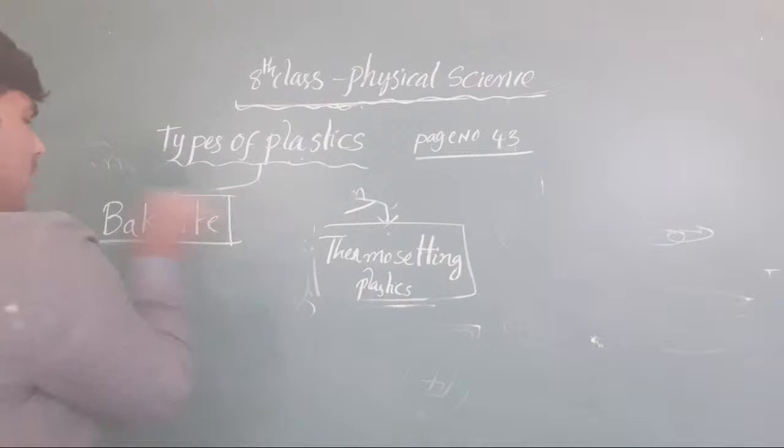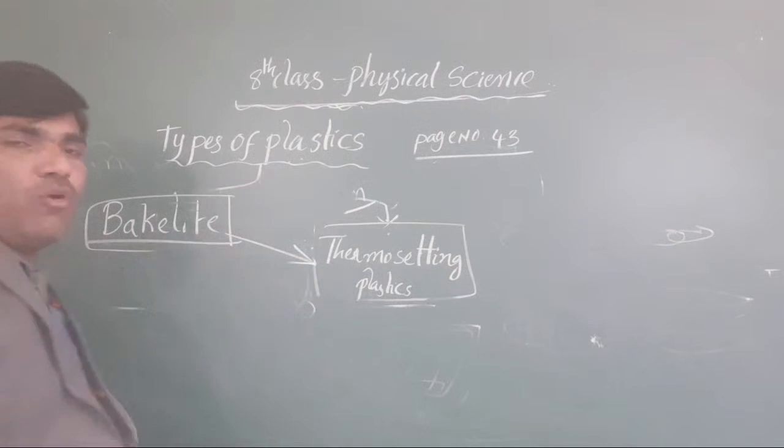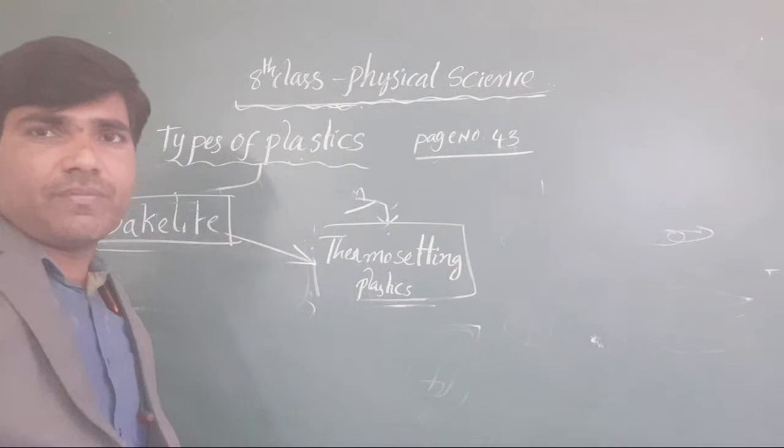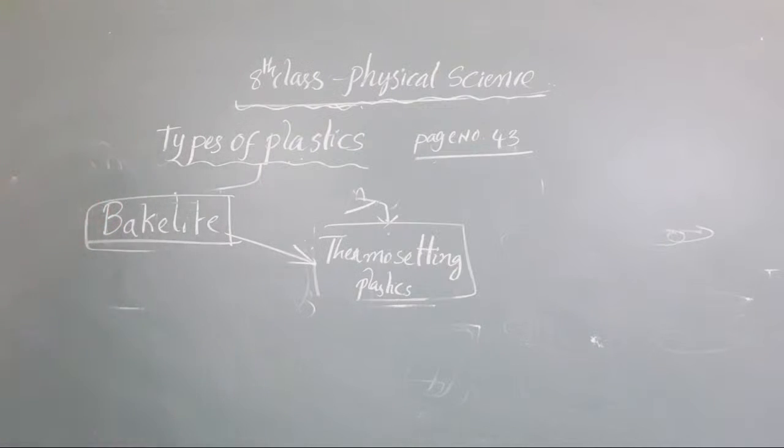Bakelite is also one of the types of thermosetting plastics. Another one is melamine, which we also use. It is of somewhat better nature and somewhat strong nature in plastics. These two are thermosetting plastics only.